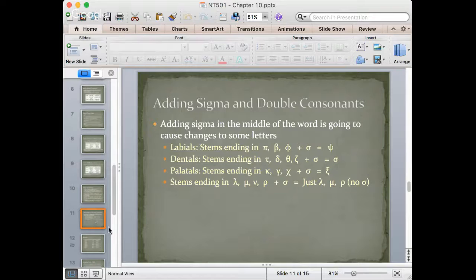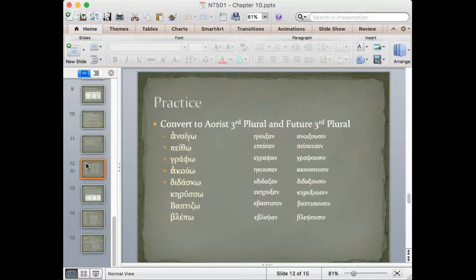Okay, so that's the aorist and the future in a nutshell. What we'll do is look at vocab real quick, and then we'll do some exercises. Oh, no, never mind. I'm lying to you. We still have a little bit more lecture.